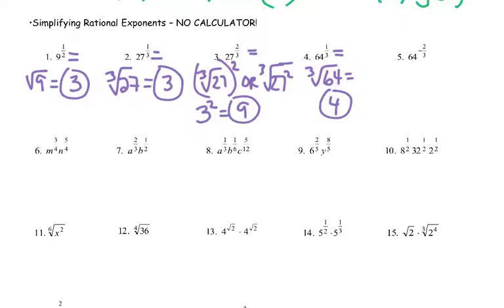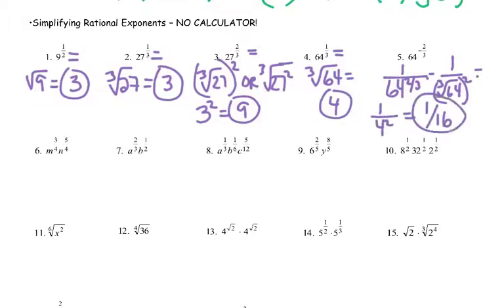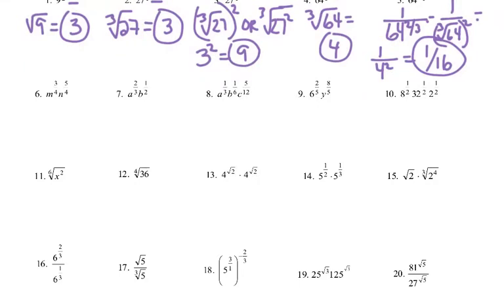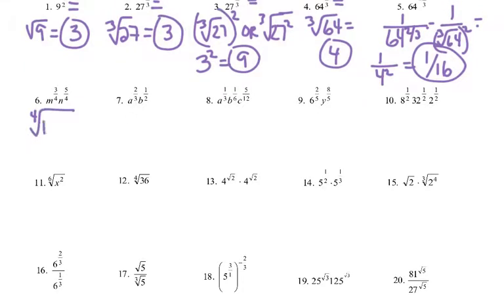So then here, negative 2/3. This is going to be 1 over 64 to the 2/3, or 1 over the cube root of 64 squared, or 1 over 4 squared, or 1 over 16. And again, you might be able to do that in your head. If we have variables, so now we have variables, so this is the 4th root of m cubed n to the 5th, but can I simplify it? Yes, I can. I can take out an n. It's an even power, so there we have it.